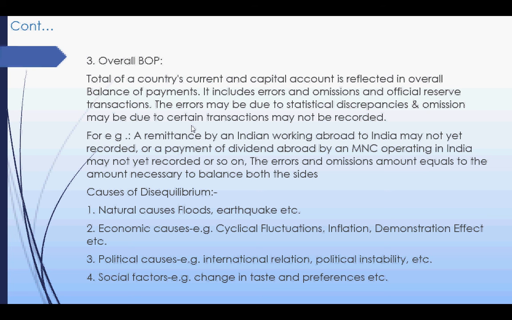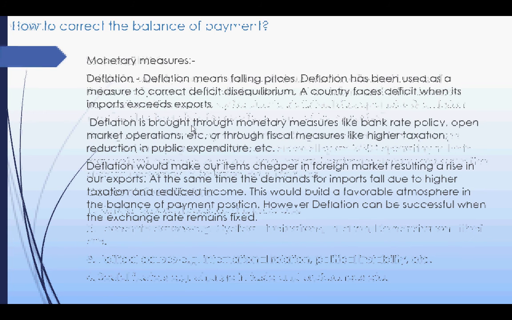Political instability, social factors like change in the taste and preference of the customers, that may not be happening overnight. So it takes time. It is a long-term process. Okay. So these are the reasons why the disequilibrium will be created in the country's balance of payment.